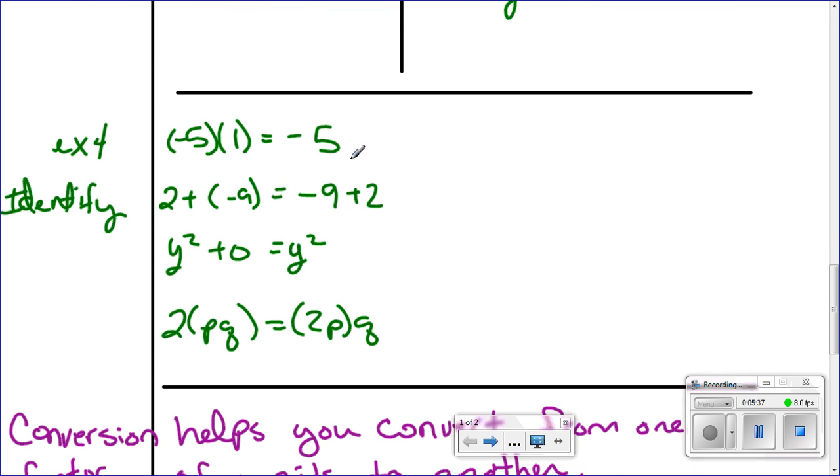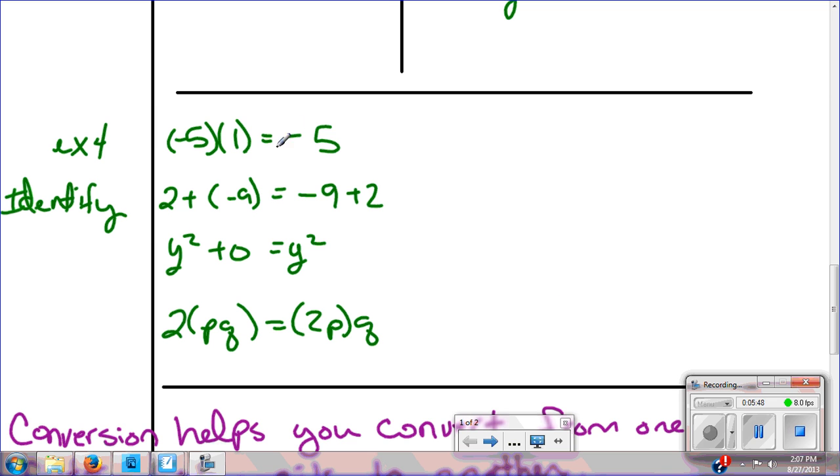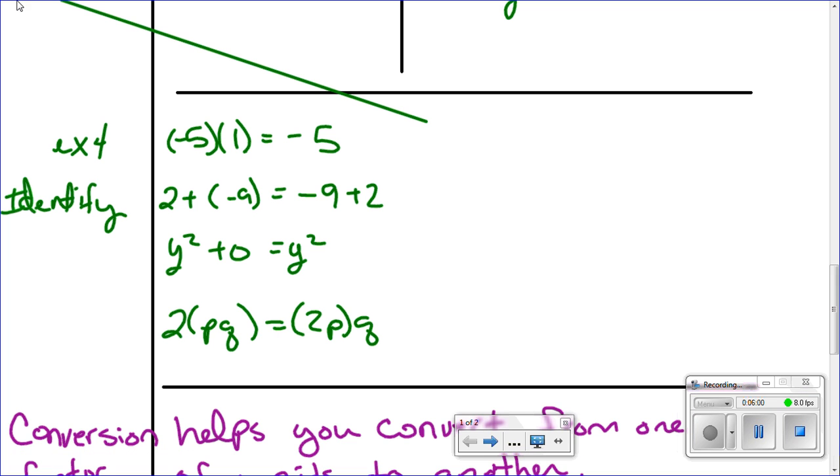So if we want to know what each of these properties is, first we look from the left side to the right side, and we say, well, what happened from the left side to the right side? Well, we just went ahead and multiplied. So we went ahead and multiplied that one. So we get the identity property, or the multiplicative identity is what we're going to call this. So identity property of multiplication.